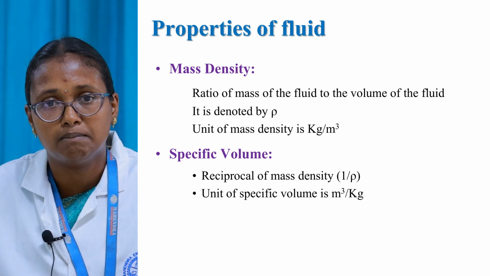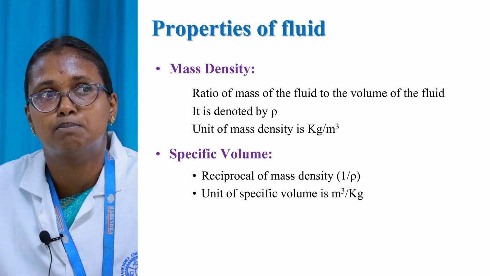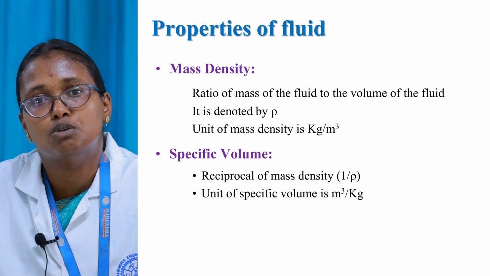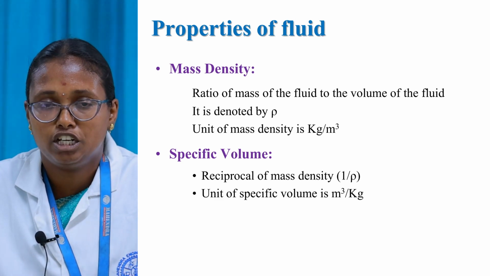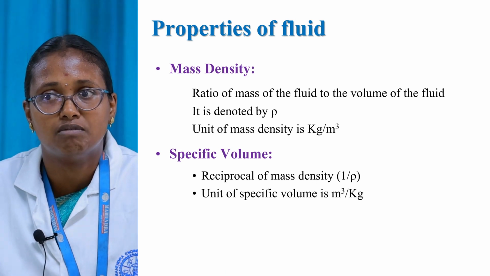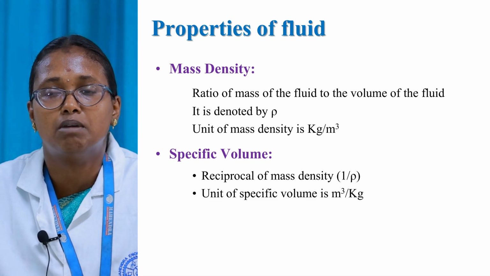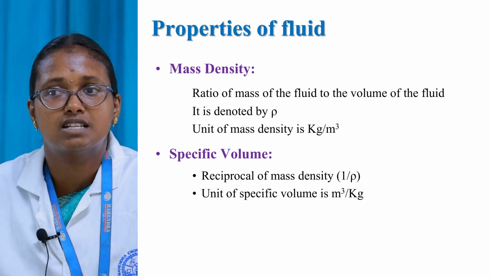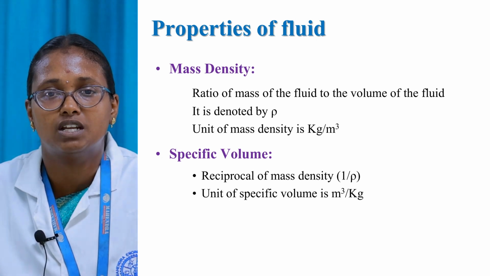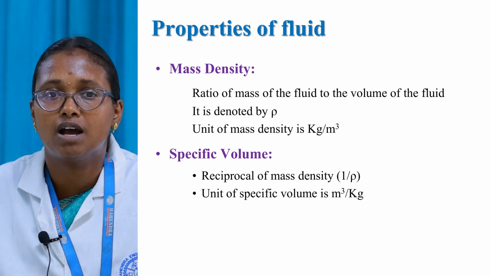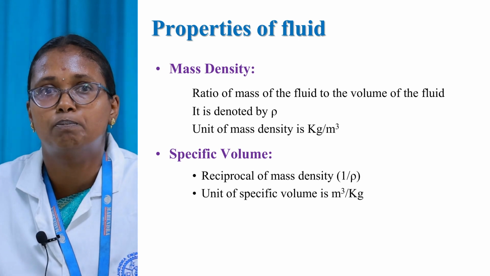Mass density is nothing but the ratio of mass by volume. We know that the unit of mass is kilogram and the unit of volume is meter cube. So the unit of mass density is kilogram per meter cube. The second one is specific volume. It is nothing but the reciprocal of the mass density. We know that mass density is equal to mass by volume. If it is the reciprocal of mass density, then specific volume is volume by mass, so the unit is meter cube per kilogram.